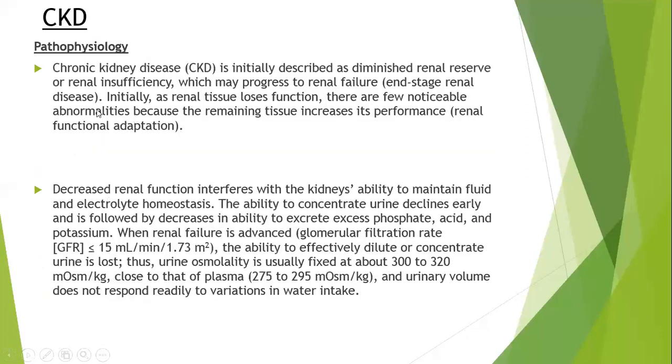In terms of pathophysiology, as I've discussed, the initial stage is described as diminished renal reserve or renal insufficiency, which may progress to renal failure, called ESRD. Initially, as renal tissue loses function, there are few noticeable abnormalities because the remaining tissue increases its performance, renal functional adaptation. Decreased renal function interferes with the kidney's ability to maintain fluid and electrolyte homeostasis. What I have told you before also is 15 ml per min per 1.73 m². This is the GFR rate. At this GFR rate, we say this is end stage renal disease.